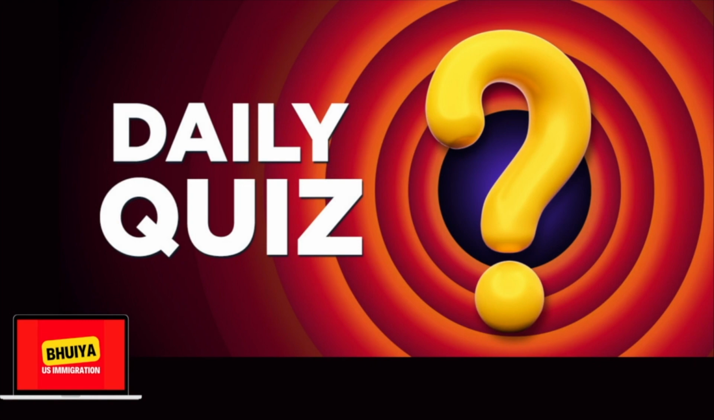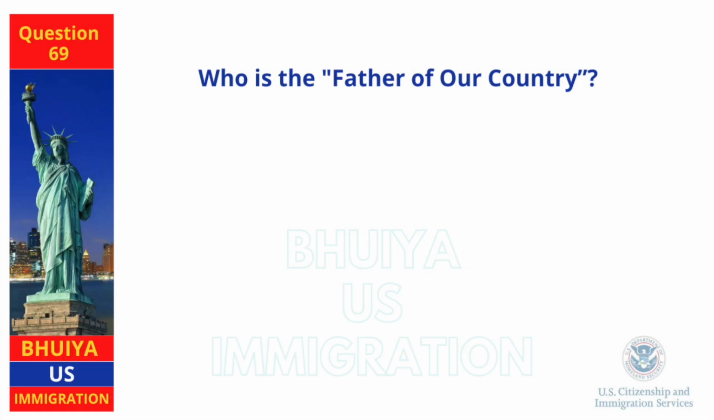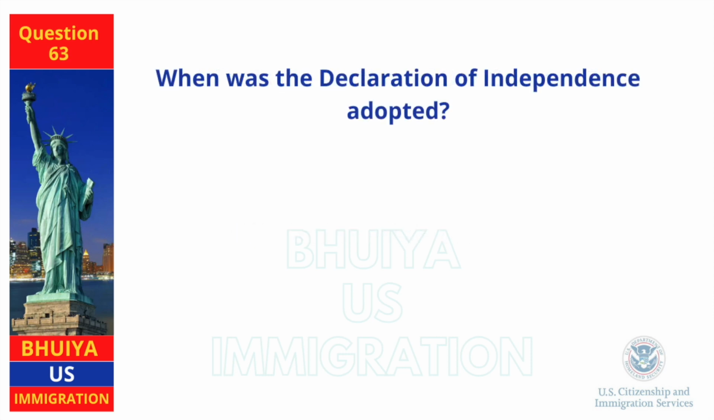Let's start today's class. Who is the father of our country? George Washington. When was the Declaration of Independence adopted? 4 July 1776.